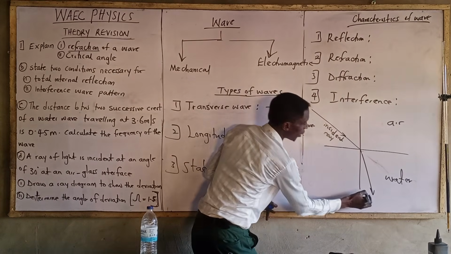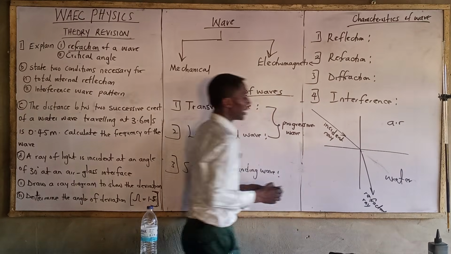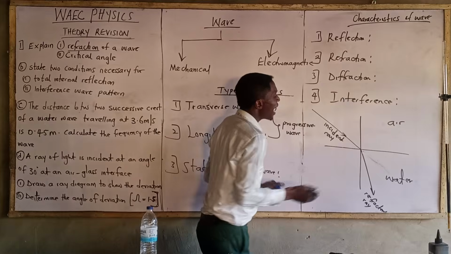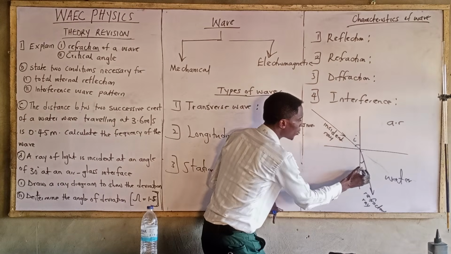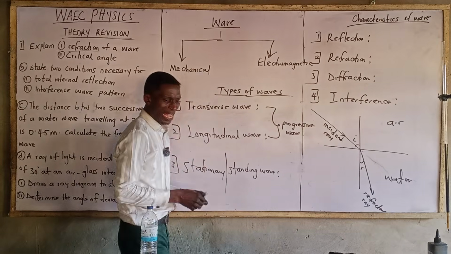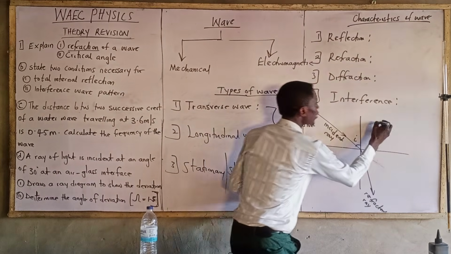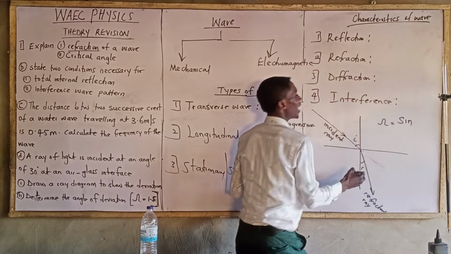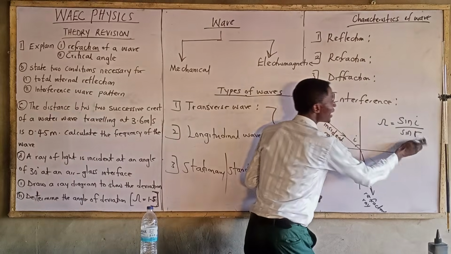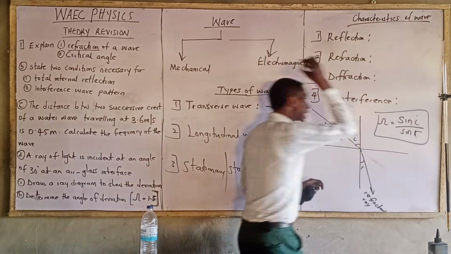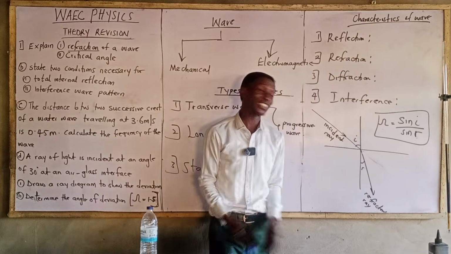The incident ray, we call this refracted. Since the process is refraction, we call it the refracted ray. And that's what we call this the normal, then angle of incident, then angle of refraction. From here we've got Snell's law that told us that the sine of the angle of incident over the sine of the angle of refraction is constant for a given pair of media. This is Snell's law, or law of refraction.